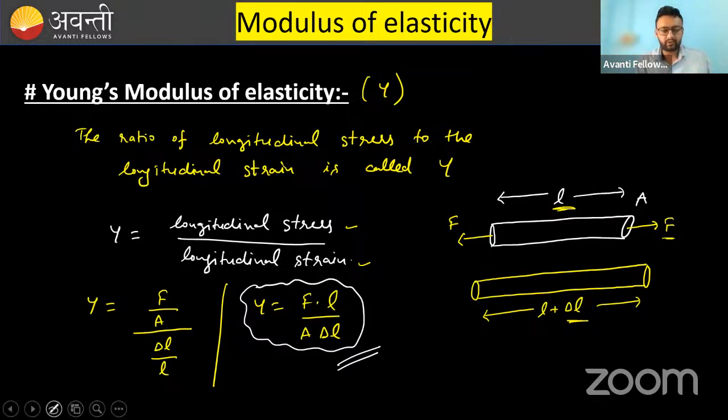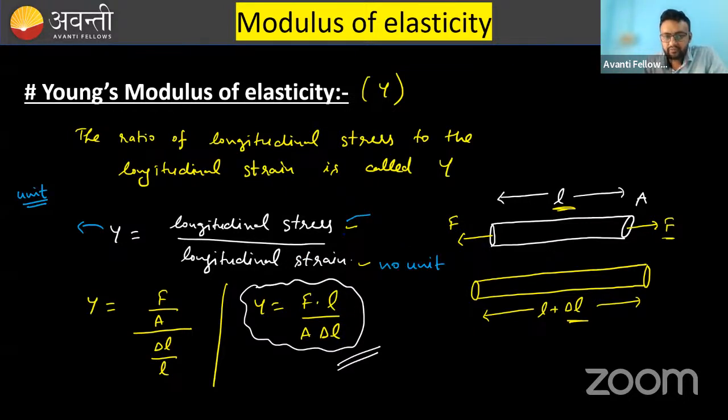One more thing that you can remember from here: what will be the unit of Young modulus? Can anyone tell? It is stress over strain. In the previous lecture, we studied that strain has no unit. And what is the unit of stress? Stress is force per unit area. That is Newton per meter square. So the unit of Y is Newton per meter square.